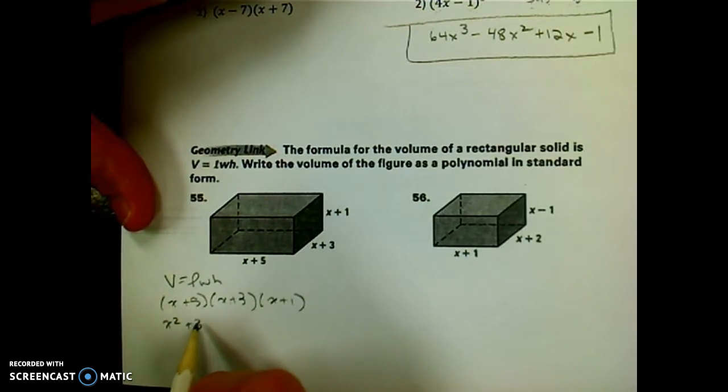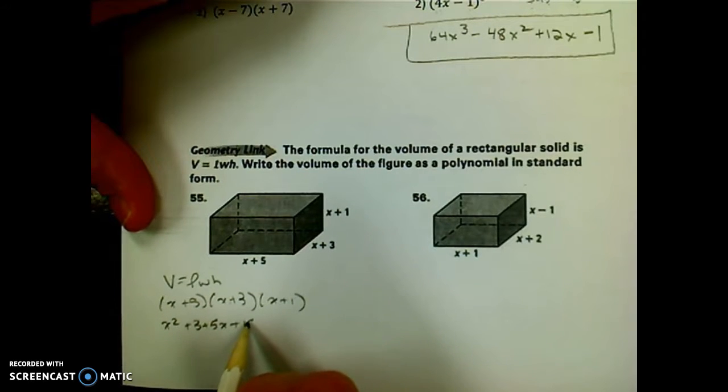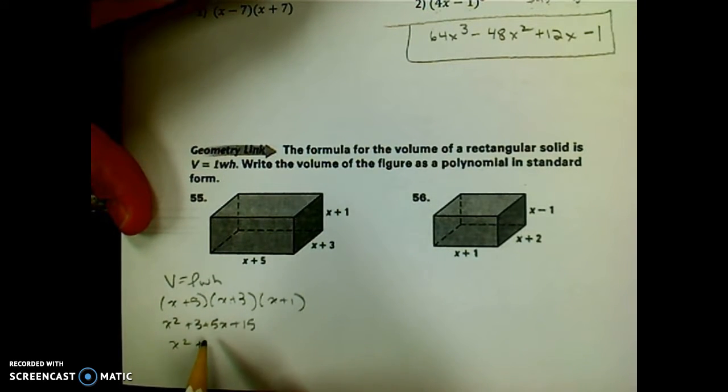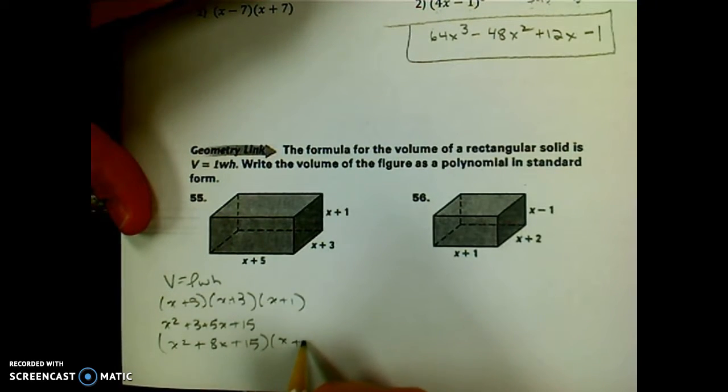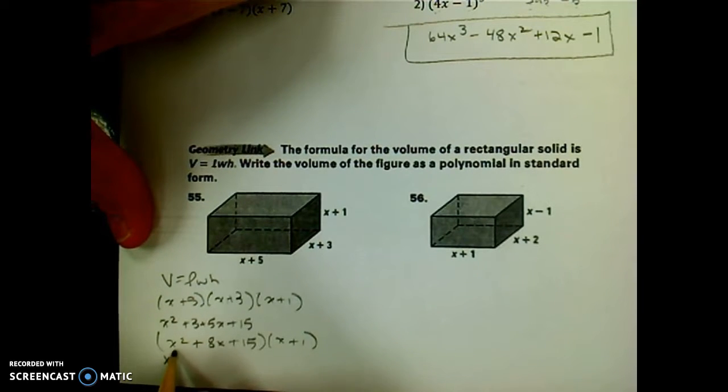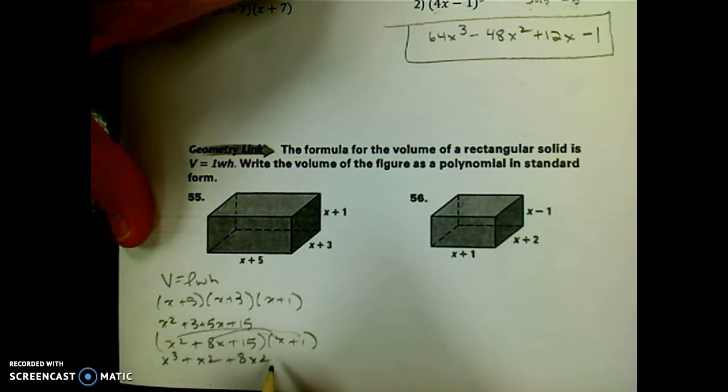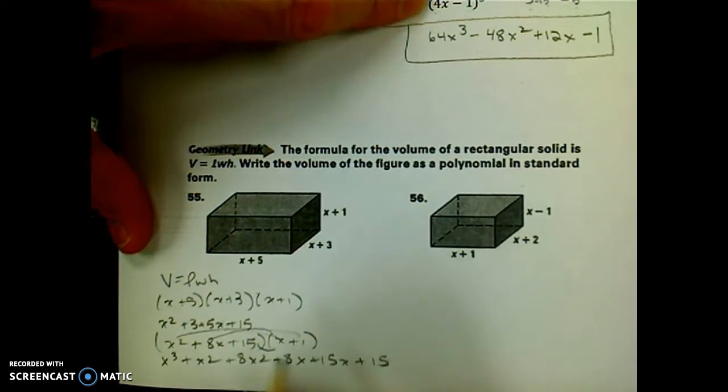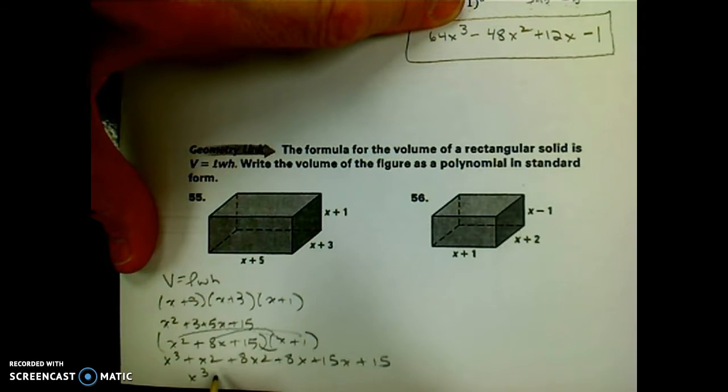x squared plus 3x plus 5x plus 15, so x squared plus 8x plus 15, and we'll multiply that times x plus 1. x to the third, plus x squared, and then plus 8x squared, plus 8x, plus 15x, plus 15. Combining our like terms, x cubed plus 9x squared plus 23x plus 15 cubic units.